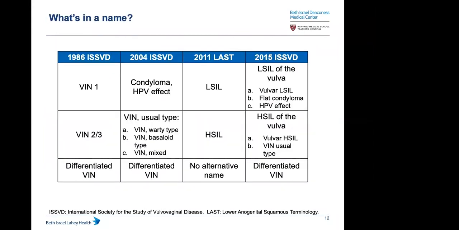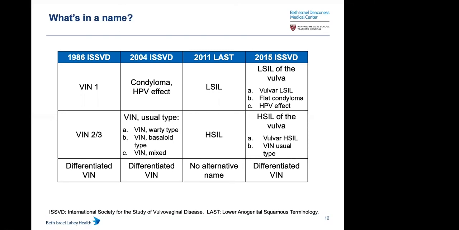So what's in a name? I do want to review the updated and contemporary terminology just briefly. We're all very familiar with VIN-1, VIN-2, and VIN-3, which was the original nomenclature dating back to 1986. The terminology for vulvar dysplasia has changed a bit over the last 20-ish years. In 2004, the International Society for the Study of Vulvovaginal Disease changed the categories from VIN-1, VIN-2, and 3 to condyloma or HPV effect as being synonymous with VIN-1. And then the VIN-2 and 3 or the high-grade dysplasia became known as VIN-usual type.